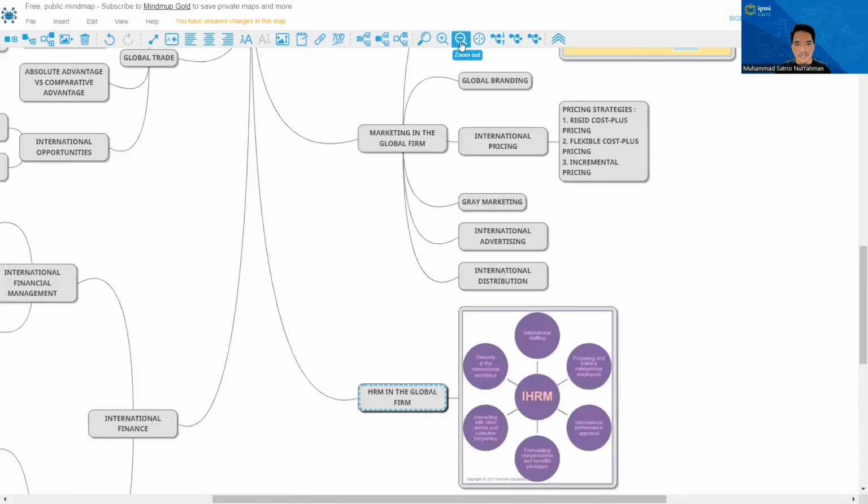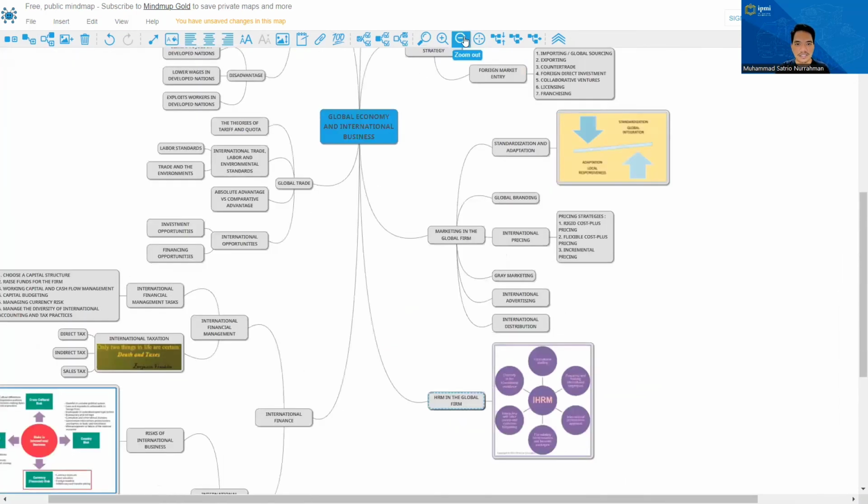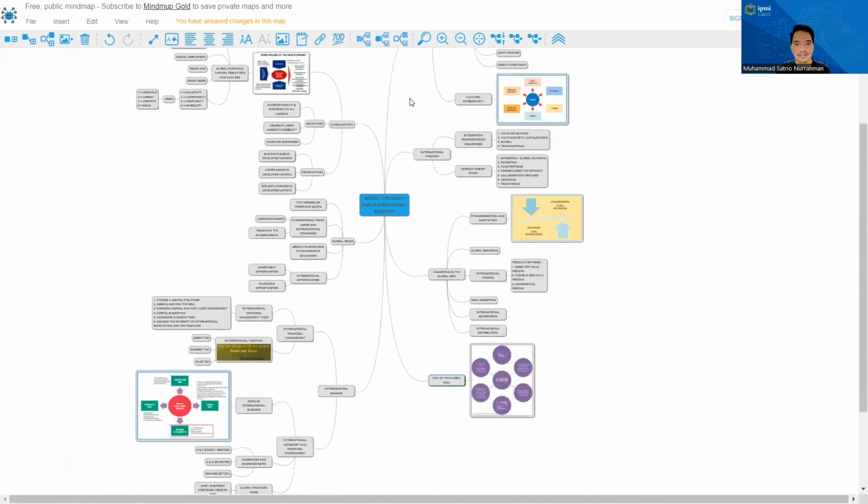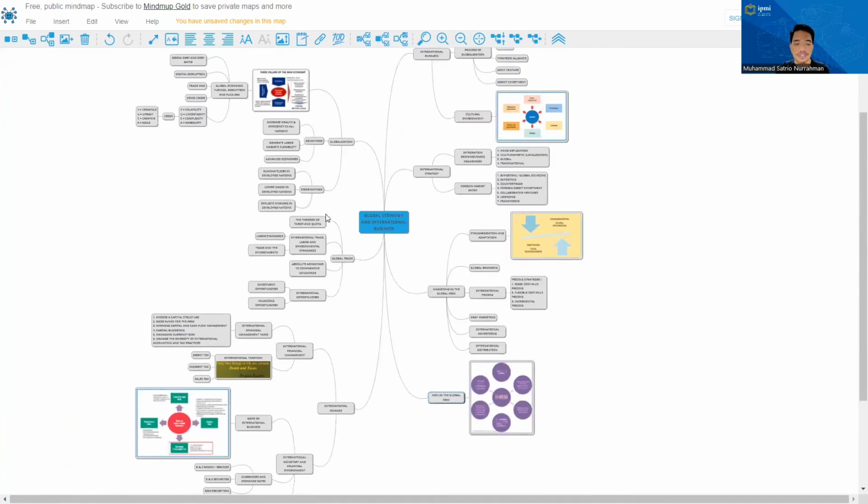From this course, we learn about these 6 key topics, and from all of these key topics, you will embrace your knowledge, and you learn many more things about the global economy and international business. I think that's all from what I've been learning in the last 2 months from this course.